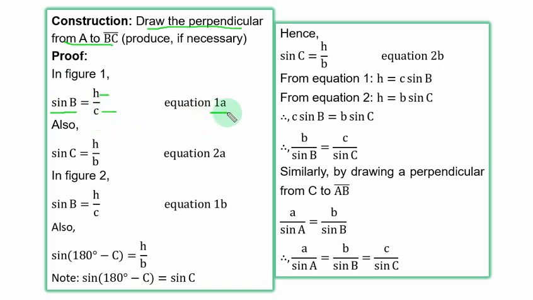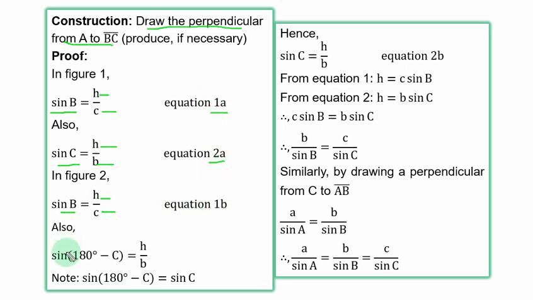Let's call that equation 1a. Also, in the same figure 1, sine C is equal to h over b, opposite over hypotenuse. Let's call that equation 2a. In figure 2, sine B is equal to h over c, that is opposite over hypotenuse. Let's call that equation 1b. Equation 1a and 1b are the same.